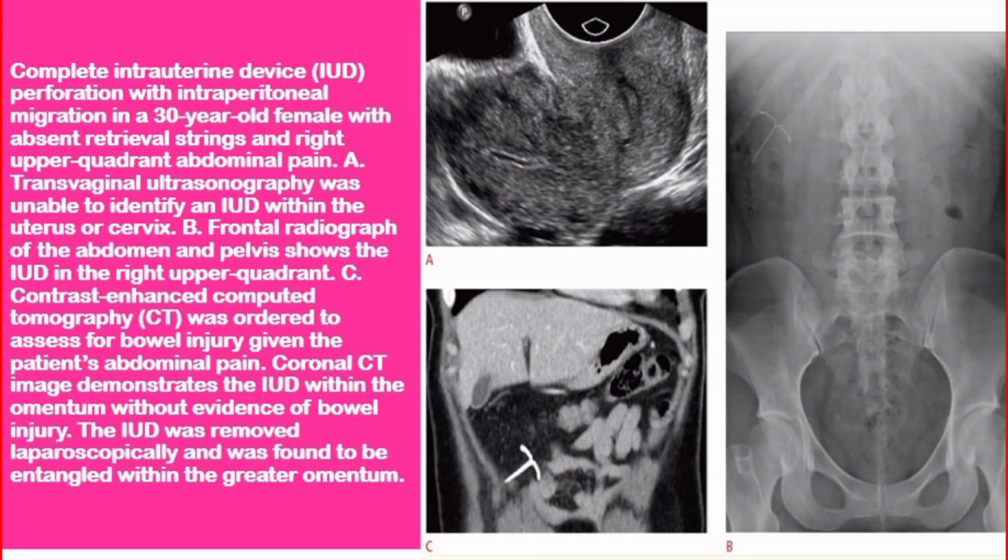This image shows complete IUD perforation with intraperitoneal migration in a 30-year-old female with absent retrieval strings and right upper quadrant abdominal pain. A, transvaginal ultrasonography was unable to identify an IUD within the uterus or cervix. B, a frontal radiograph of the abdomen and pelvis shows the IUD in the right upper quadrant.